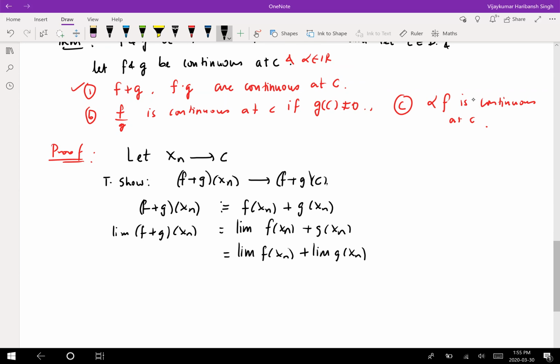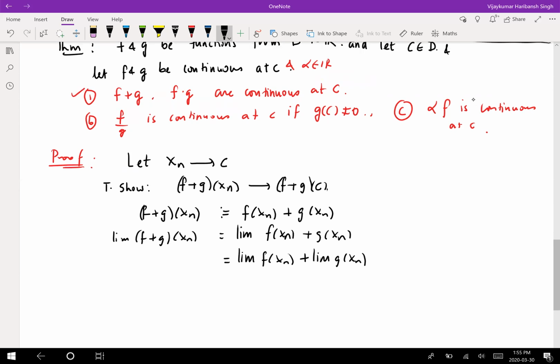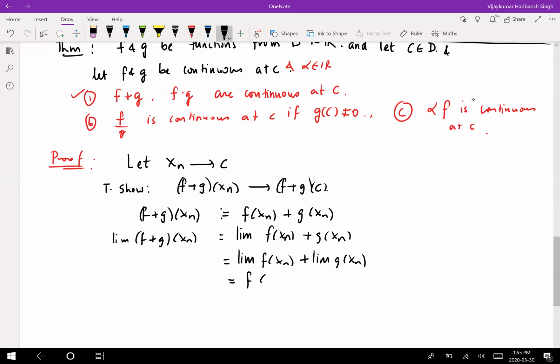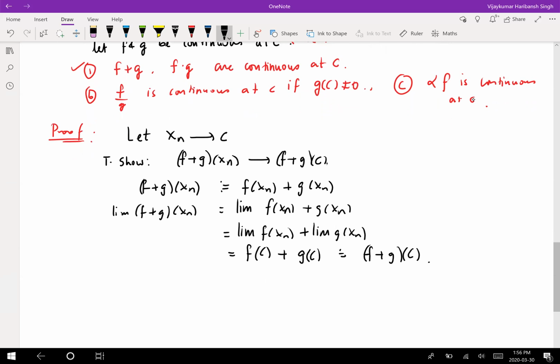But note that these functions f and g are continuous at C. So therefore, this is going to be f of C, and this is going to be g of C. And they can be written as f plus g of C. This is what the definition is. By f plus g of C is same as f of C plus g of C. So therefore what we have shown is that f plus g is continuous. Okay. So similarly, you can prove the other properties as well.